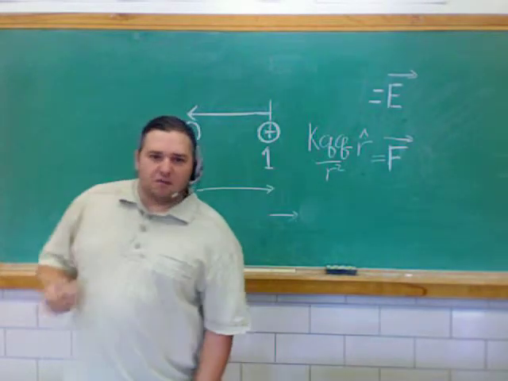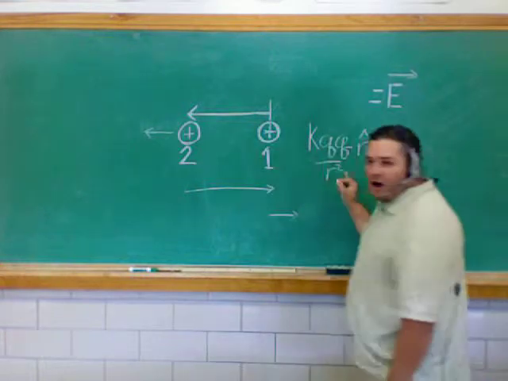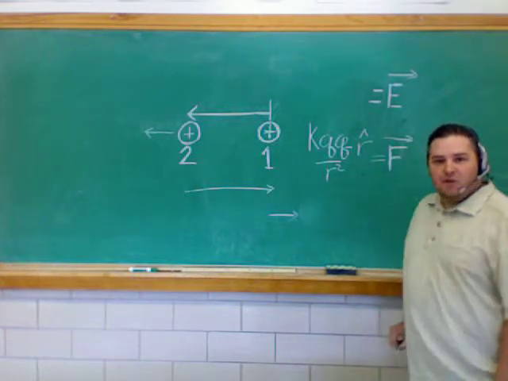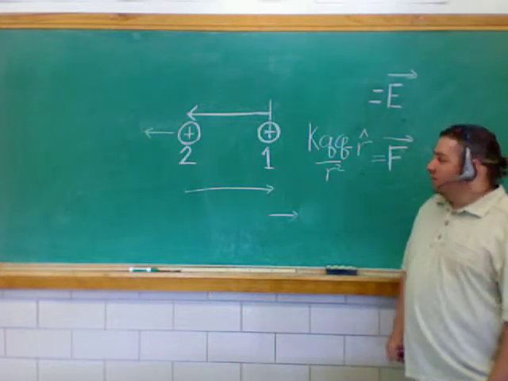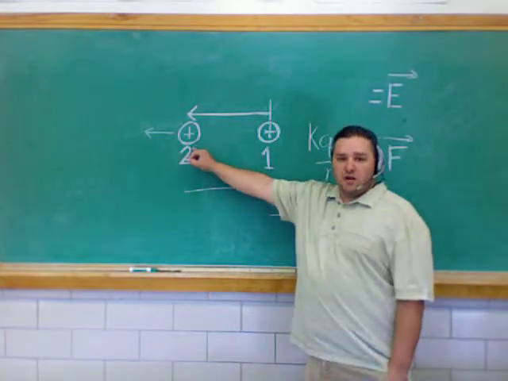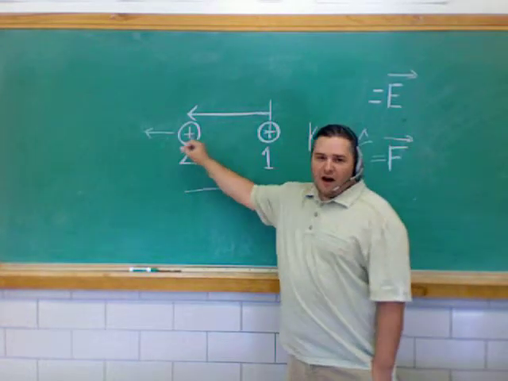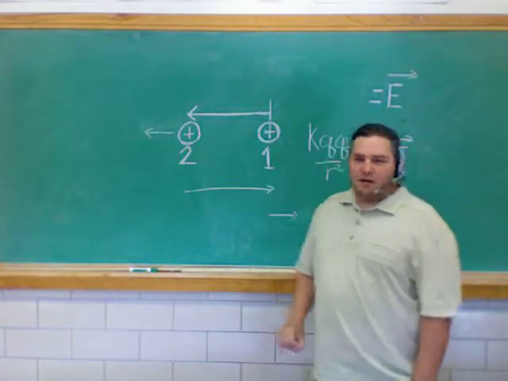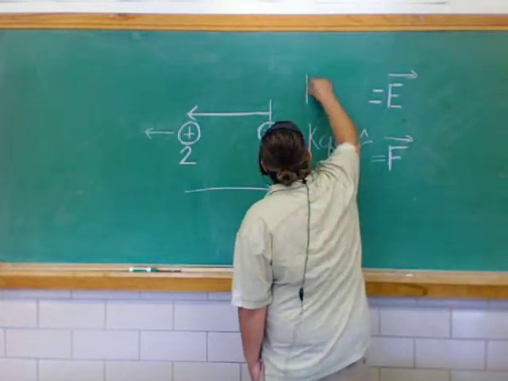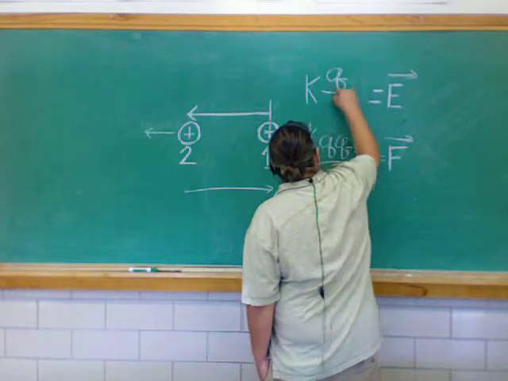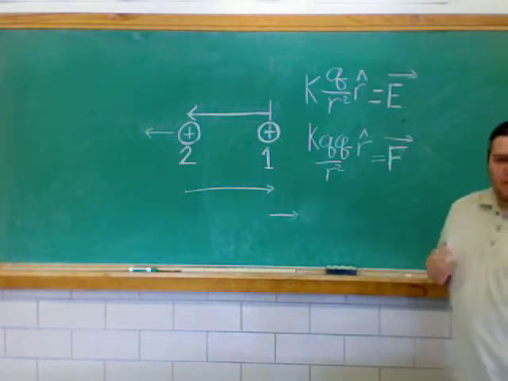Okay? So a field by one charge. Well, what do I have to do to this equation to come up with another equation that only contains one charge? Divide by a charge. Divide by charge 2. If I want to figure out the field that's being created by 1, I need to divide charge 2 out of my equation. So if I divide by that charge, what am I left with? I'm left with KQ over R squared R hat. That's my equation for a field.